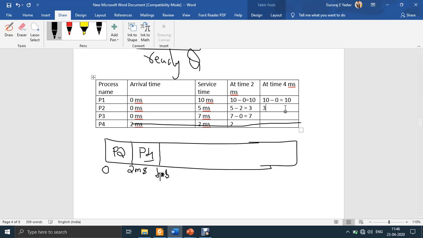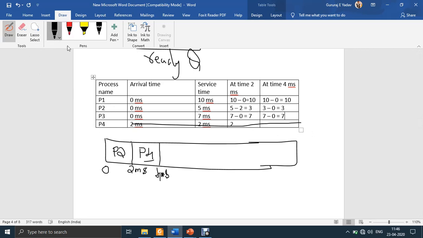So what about P2? It is not 5, because you already gave it a chance. So it has become 3. So 3 minus 0 equals 3. And this one, P3, is 7 minus 0. So still it has not yet got the chance to execute. 7.